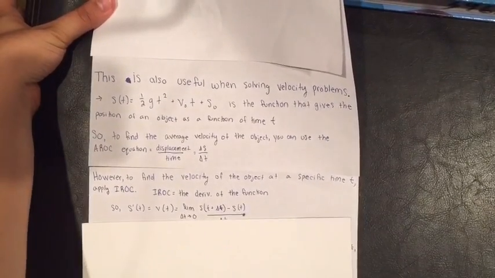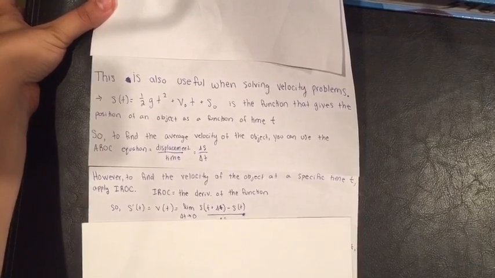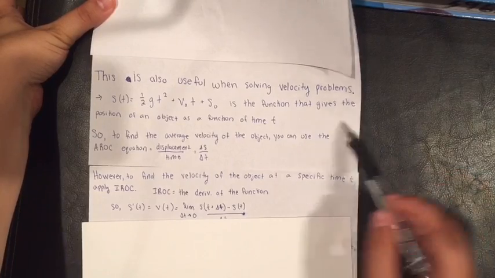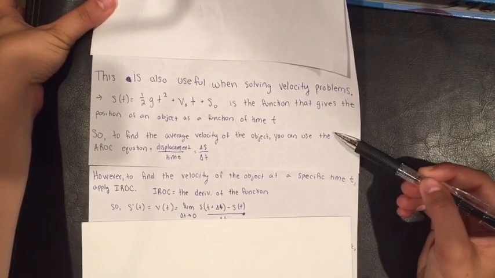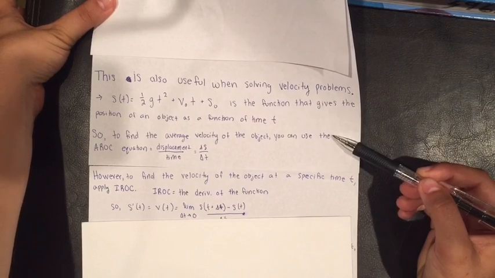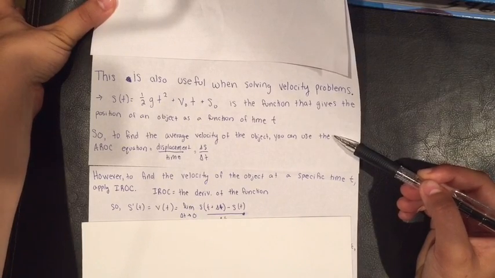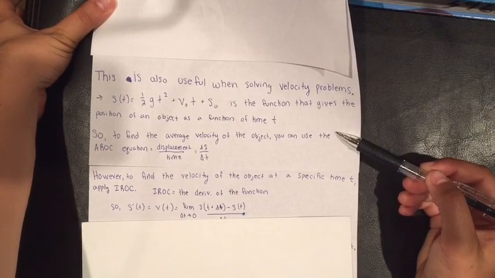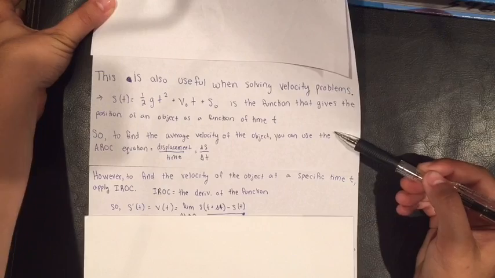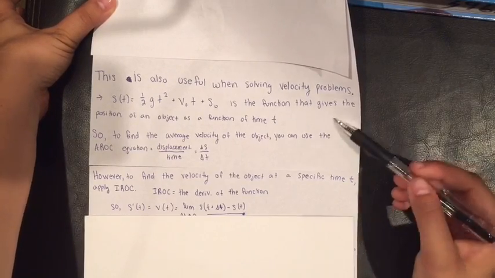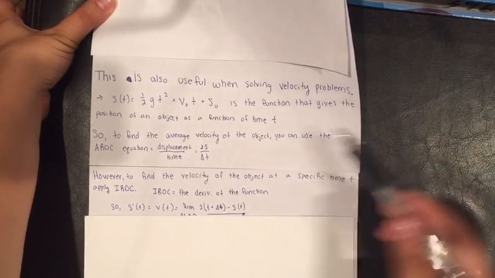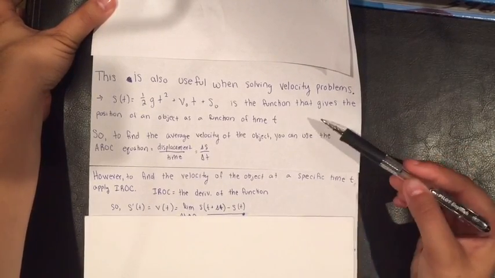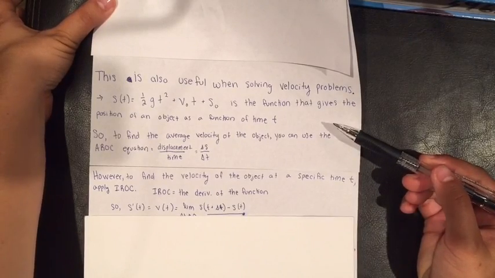Using derivatives and rate of change is also useful when solving velocity problems. With this equation, the position of an object at time t is equal to 1/2 g t squared plus v naught t plus s naught. Now, the g represents the acceleration due to gravity, which equals negative 9.8 meters per second squared. The v naught equals the initial velocity, and the s naught equals the initial height. Now, this is the function that gives the position of an object as a function of time.